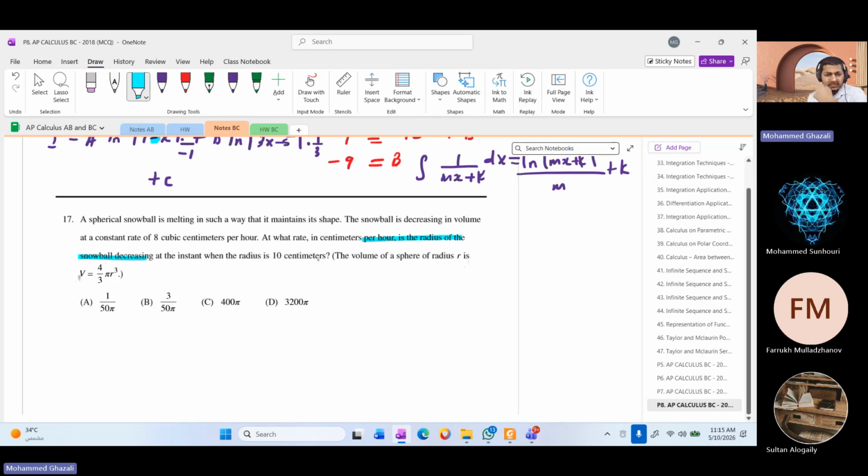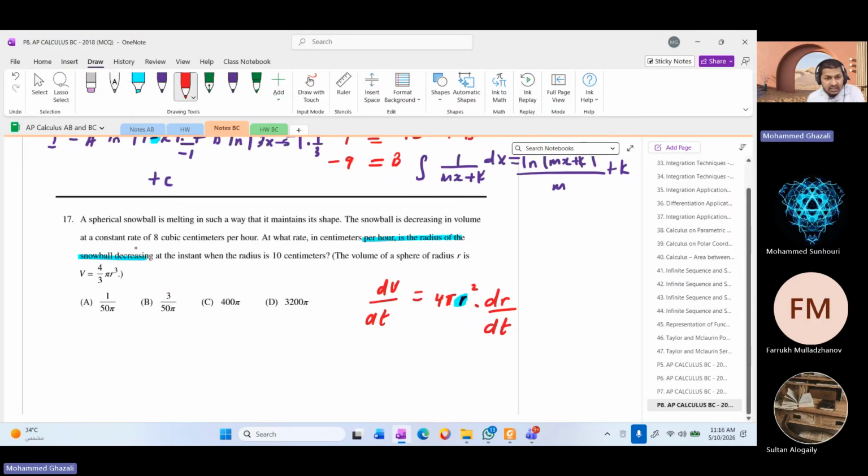The volume of the sphere is given by, so it's easy, dV/dt. Remember, r is a function of time, so you've got to do implicit differentiation. So dV/dt is equal to 3 times 4/3, which is just 4 pi r squared. The 3 cancels out, you get 4 pi r squared. And you differentiate r, because r is a function of time, times r prime, dr/dt. Now substitute everything and you're done.